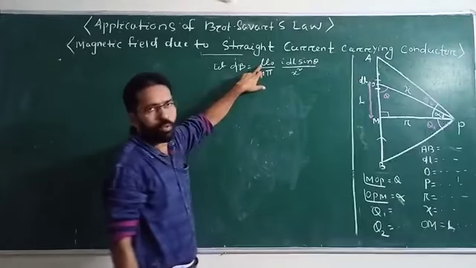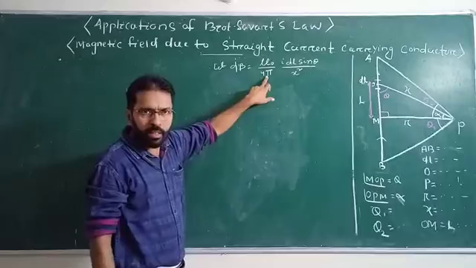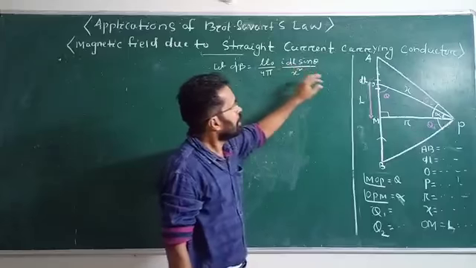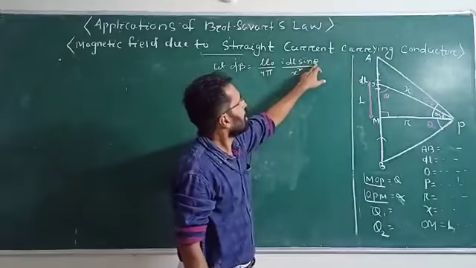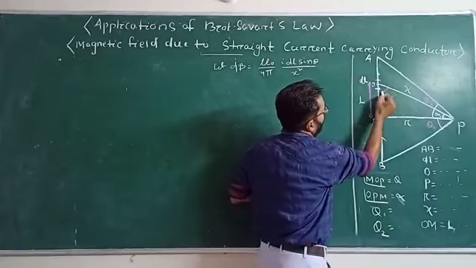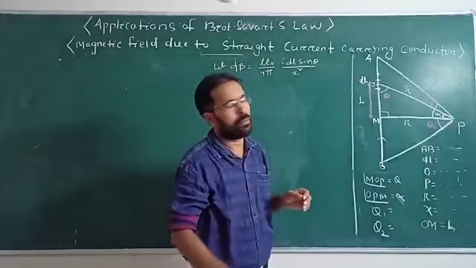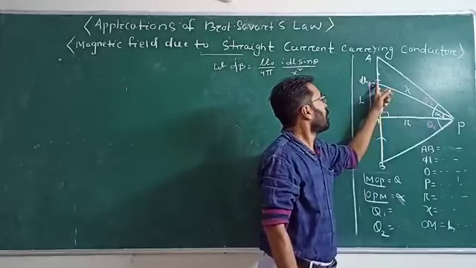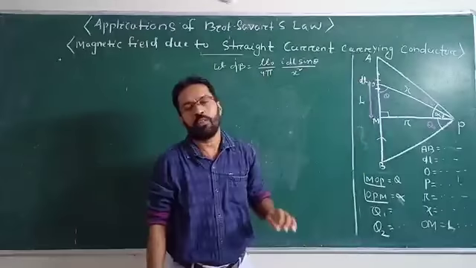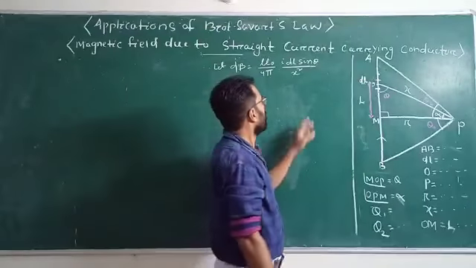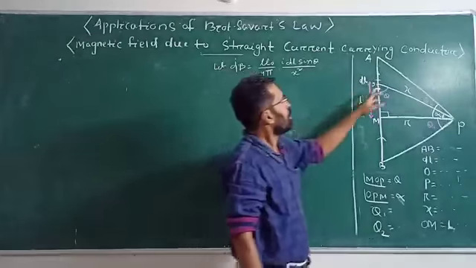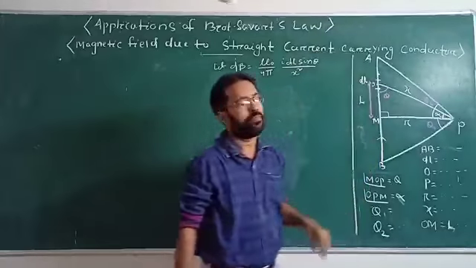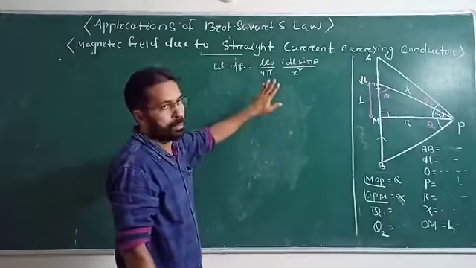So mu naught is your constant value, 4 pi is your constant value, I is the current that flows through the conductor, dl is a small section of it. Here theta is the angle between dl and the distance from dl to point P, where we intend to find the intensity. And x is the distance between dl and point P, as per Biot-Savart's law.